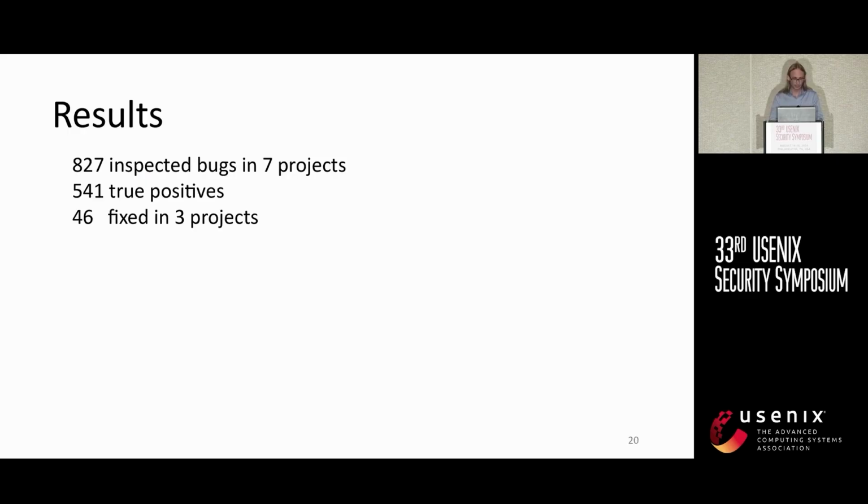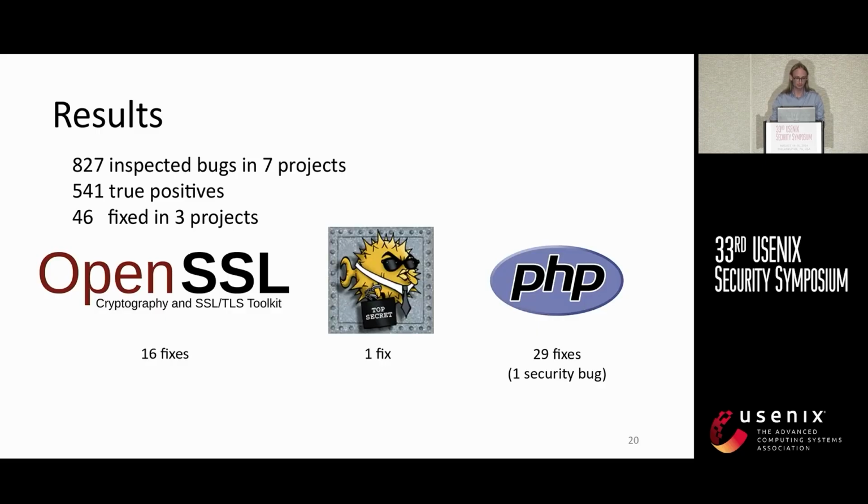So the results: we inspected 827 bugs in 7 projects. 541 of those inspected bugs were true positives, and we sent patches for 46 of the most severe bugs in 3 different open source projects, and all of the patches have been accepted into the upstream. It amounts to 16 fixes in OpenSSL, most were incorrect check bugs there, 1 fix for OpenSSH, and 29 fixes for PHP, including 1 bug that got a CVE.